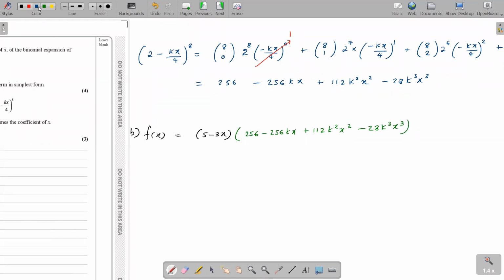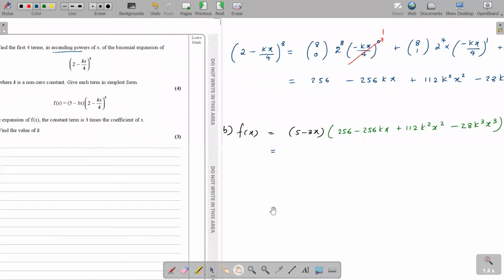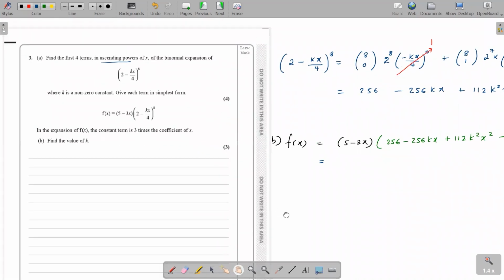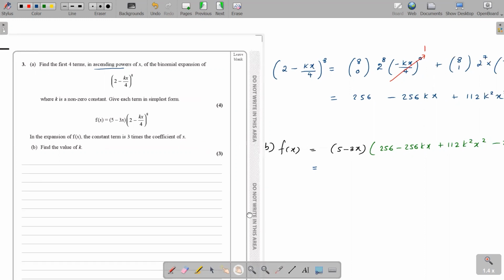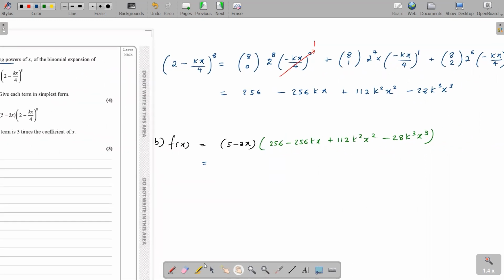Okay, so then let's open the bracket. Now, what terms do we need here? Basically, you don't need to open the bracket and write everything here. It's not necessary. What we need is just the constant term and the x term, since the constant term is 3 times the coefficient of x. Basically, get all the constant terms and get all the x terms. That's it. You don't need to open everything. So 5 times 256. Can I have the answer? What's 5 times 256? That's a constant term, right? How much?